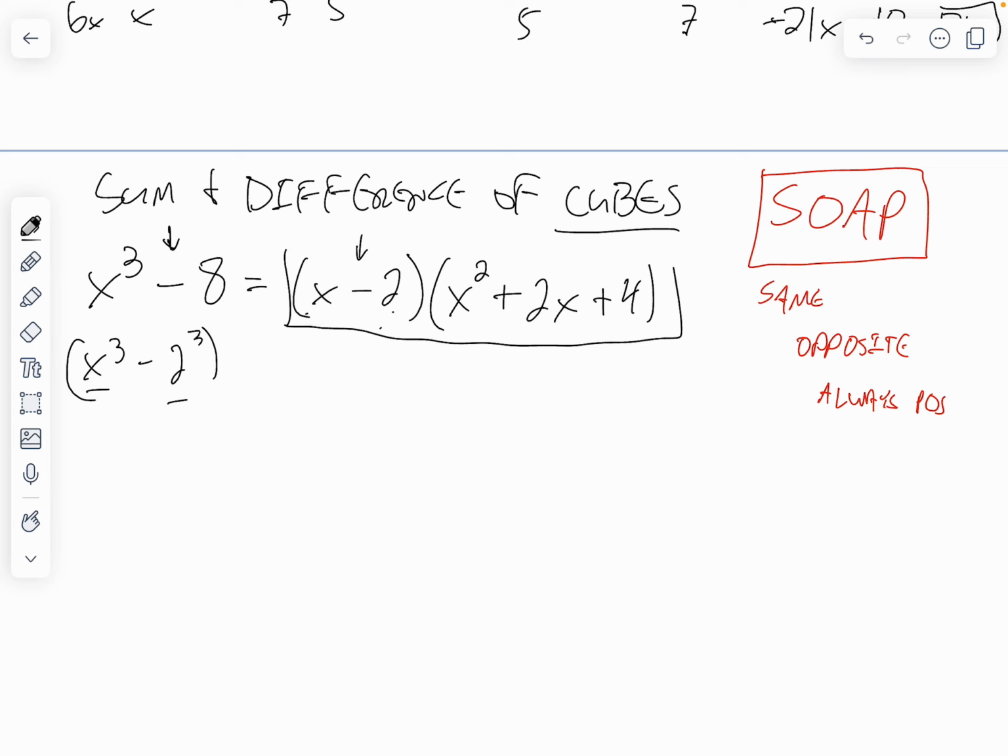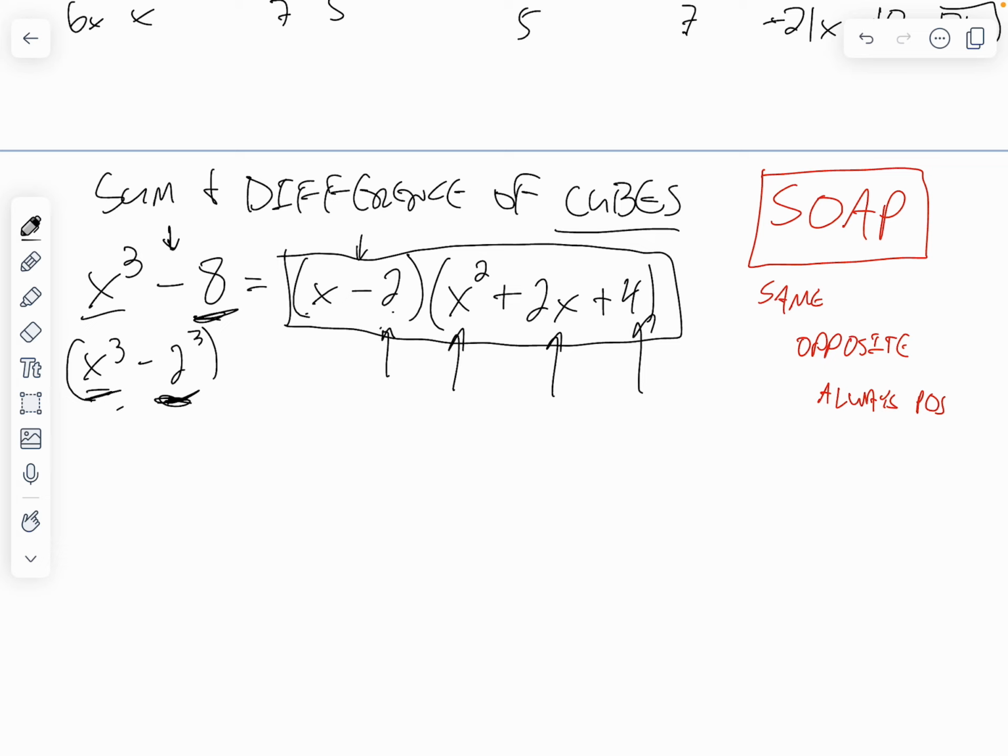So this formula always works. Whatever the cube root of this guy is, that's what goes here. The first thing squared goes here, the multiplication of the two things goes here, and the last thing is the last thing squared. And you can check this, right? We can check our work. Let's see if it works.